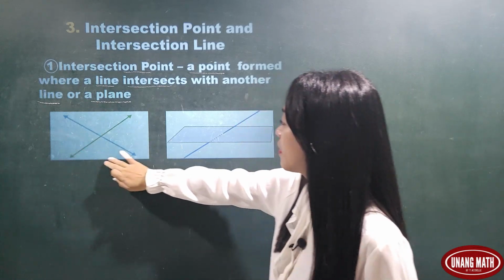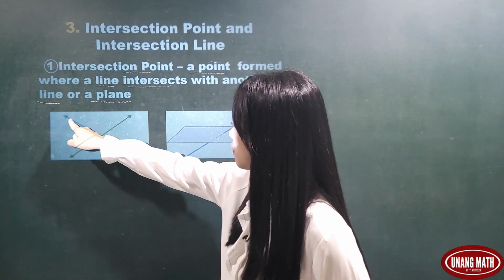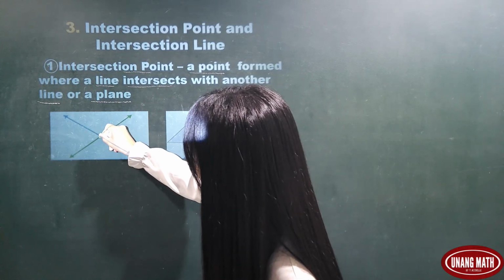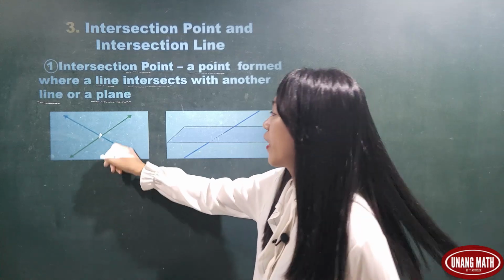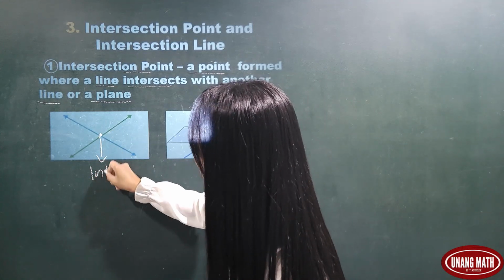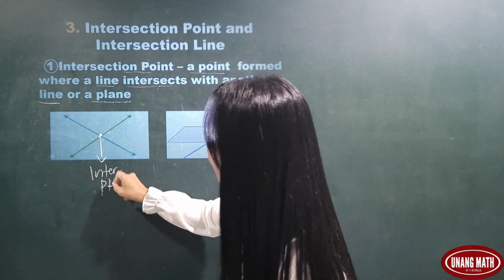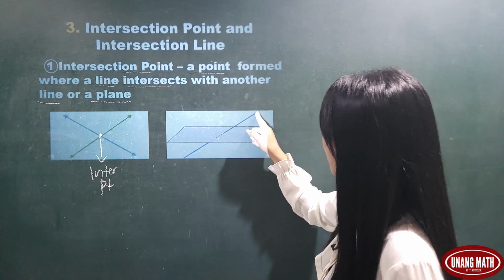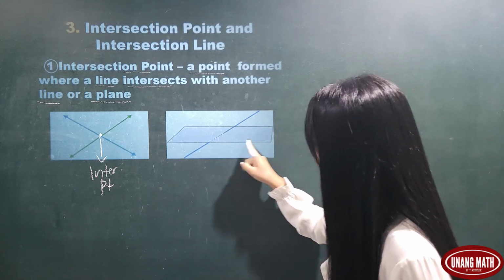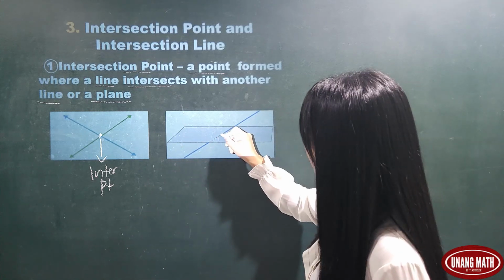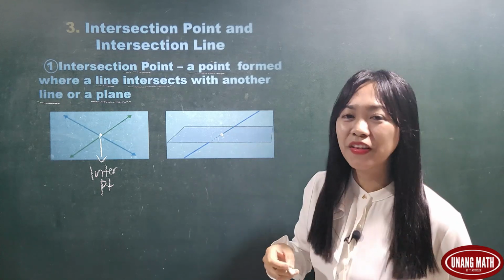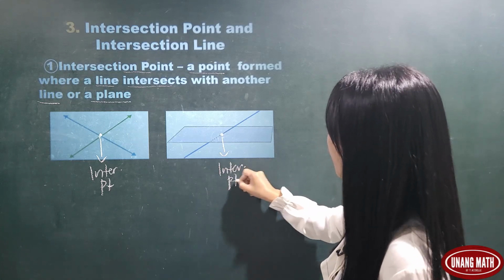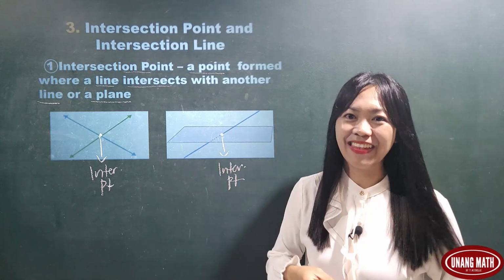Take a look at this first figure. This blue line and this green line meet or intersect at this point. So this is the intersection point of these two lines. What about this second figure? This blue line and this plane intersect at this point. So this is the intersection point of this line and plane.